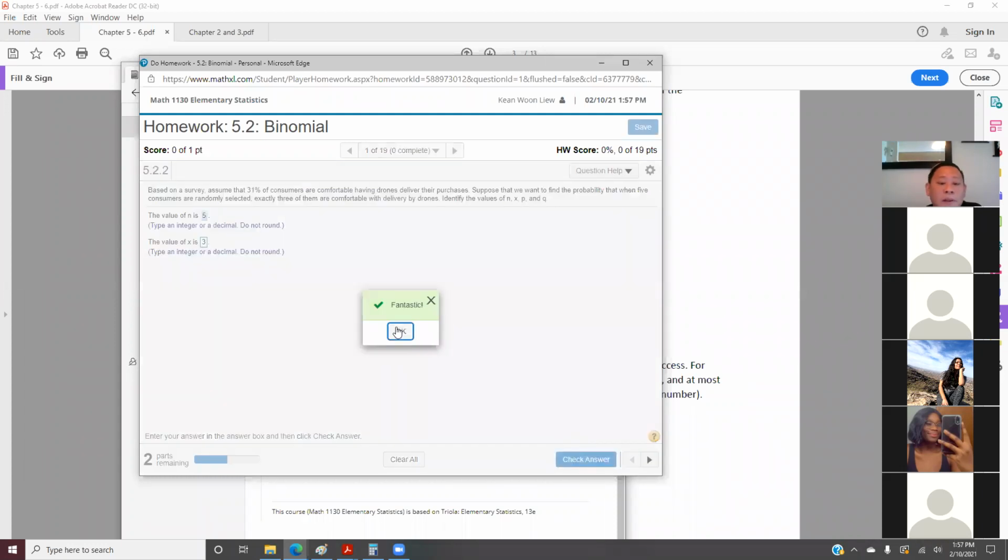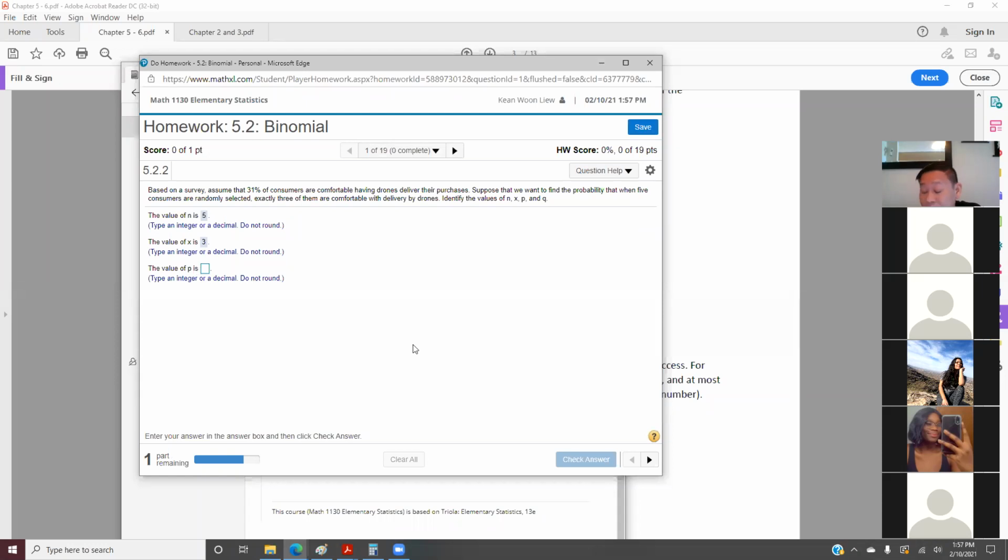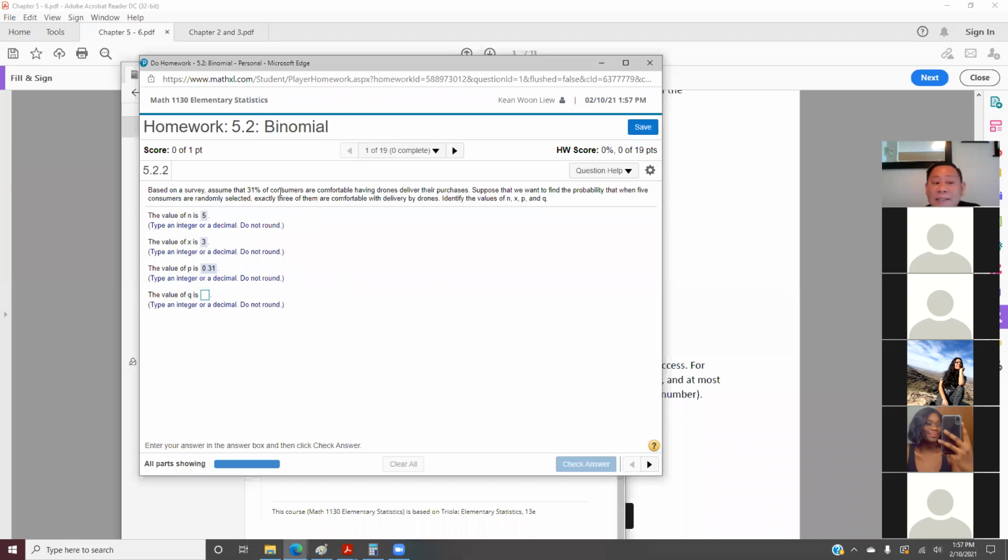What is the probability of success P? That is usually given to us in percent, and in this case it is 31%. Don't put 31, change it to decimal, 0.31. If 31% is success, can someone tell me what the failure is in this case? 69. So it's 0.69.